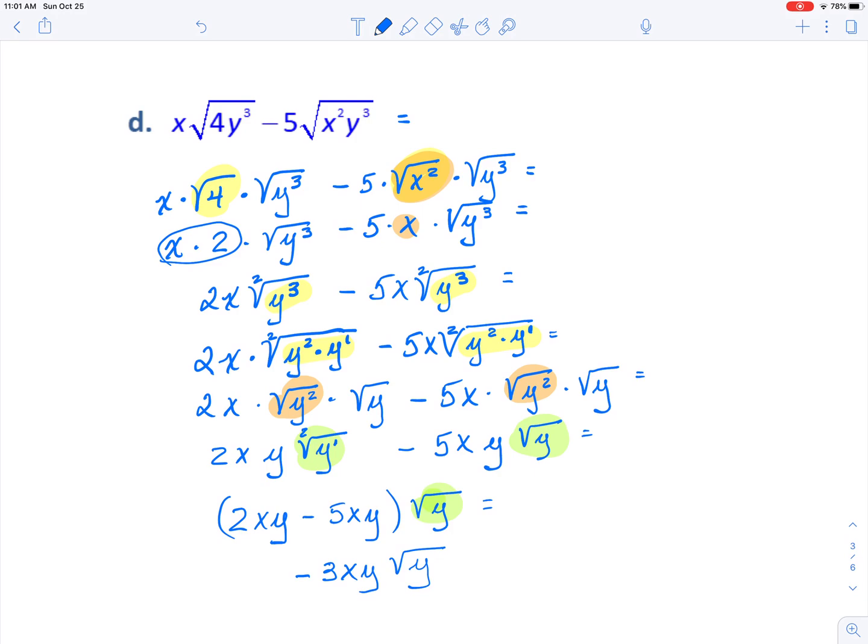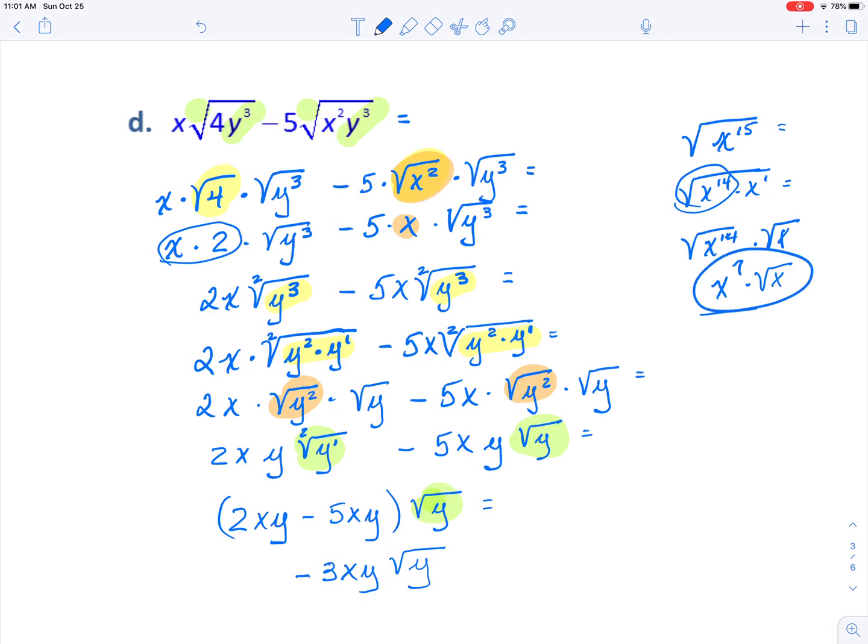So again, watch out when you see a variable that has a power that's higher than the index, you're going to have to do that simplifying process. So I hope maybe you remember something. If you have the square root of x to the 15th, you bring that down to x to the 14th and x to the 1st. And then when you take the square root of x to the 14th, you get x to the 7th. And the square root of x just remains out here on the end. So that's a process that's somewhere in your earlier sections. If you've forgotten that, you might want to go back and do a quick review.